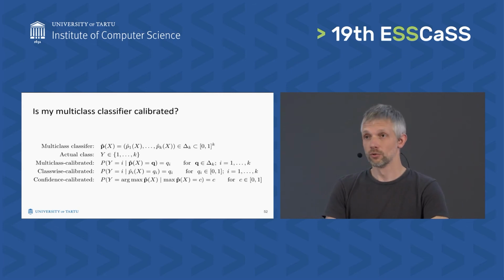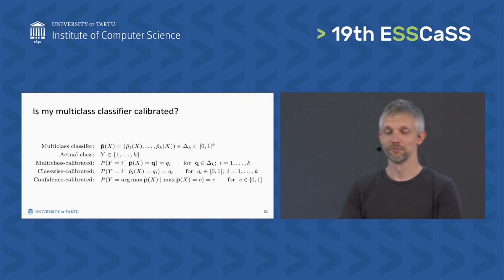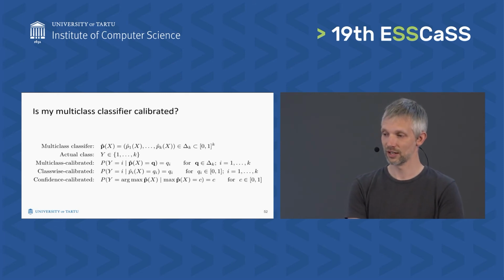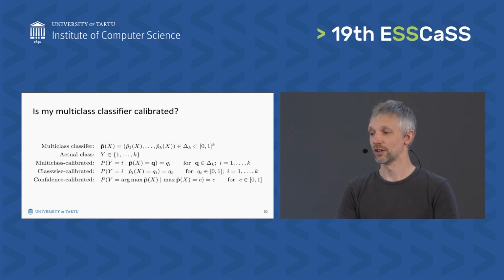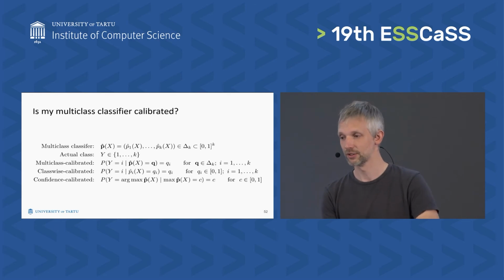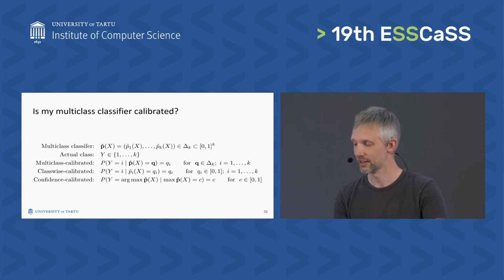Right, but that was just briefly to list some methods from binary calibration, and now to multi-class. I mentioned the terms class-wise calibrated and confidence calibrated, but there is also a stronger notion. That's in the middle there, multi-class calibrated or distribution calibrated, and that's where you assume conditioning on the whole vector.